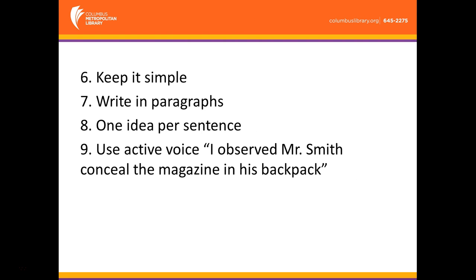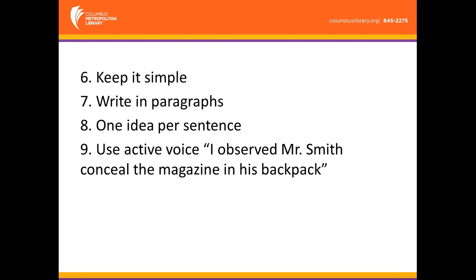Number 6, keep it simple. In the military, they use this a lot: keep it simple. So the same thing applies for your incident reports. This doesn't mean that you should make it as brief as possible or leave out details. It just means you don't have to make the narrative convoluted or confusing. Just keep it simple, keep it chronological, and stick to the facts.